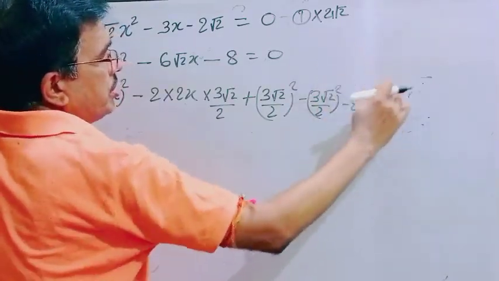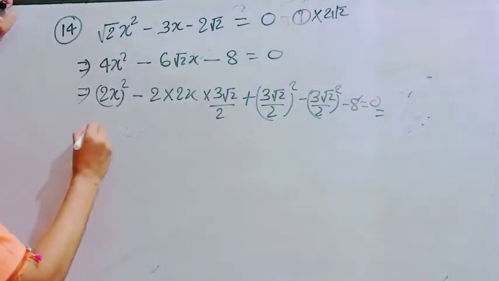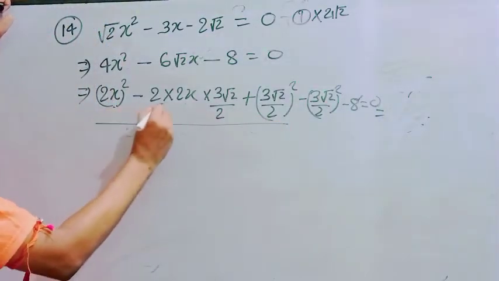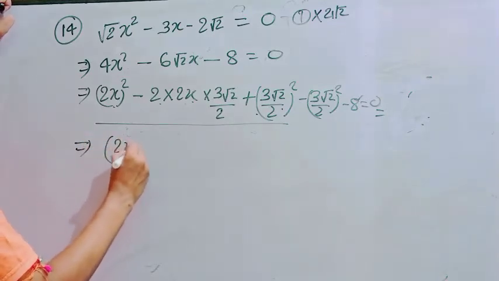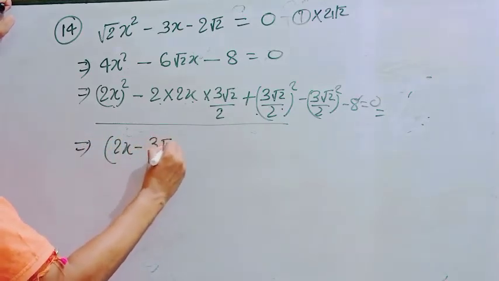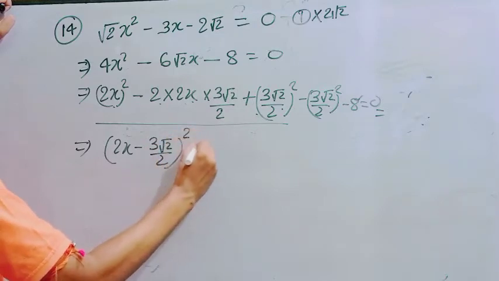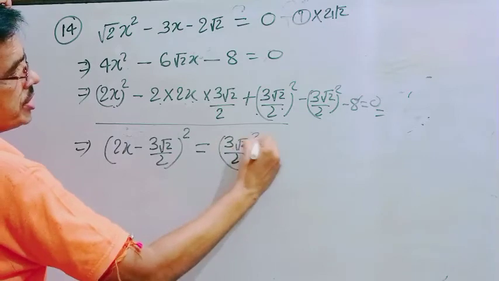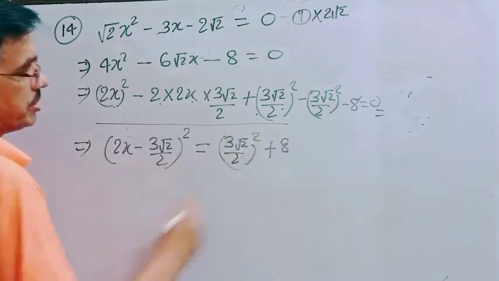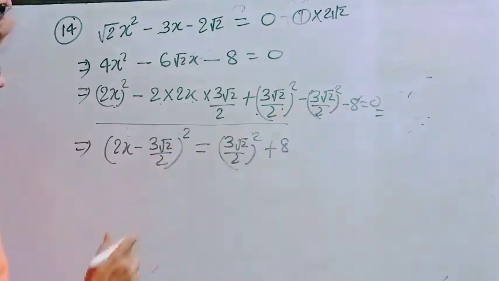Minus 8 is equal to 0. Now see, here is the formula a square minus 2ab plus b square. So we write here (a minus b), with b as 3 root 2 by 2, whole square, is equal to 3 root 2 by 2 whole square, and plus 8. 3 root 2 minus 8 is also minus.